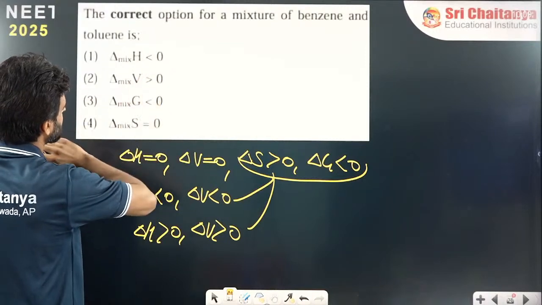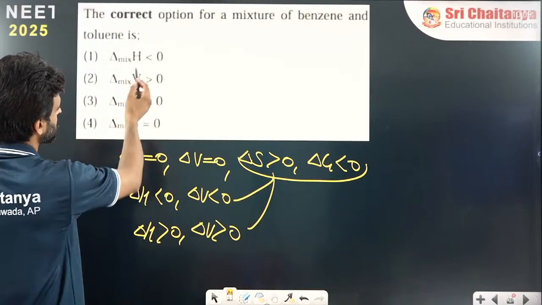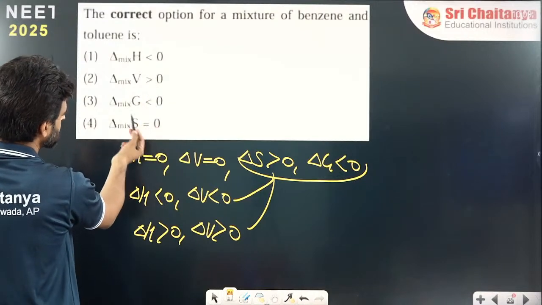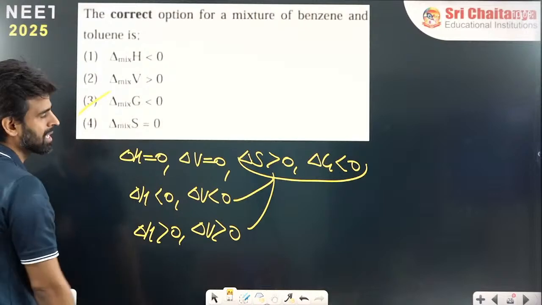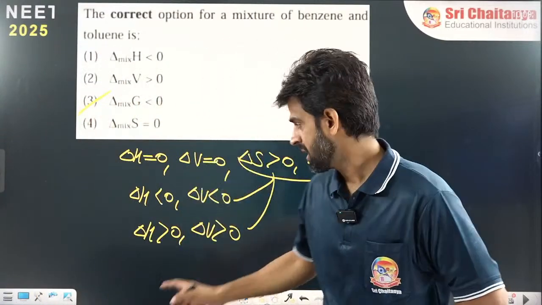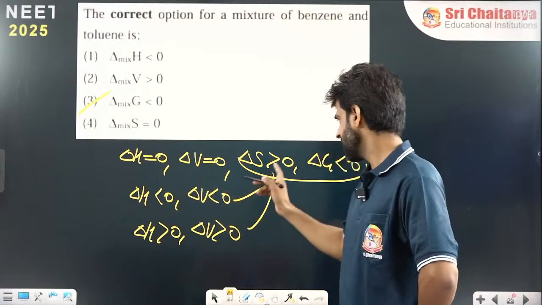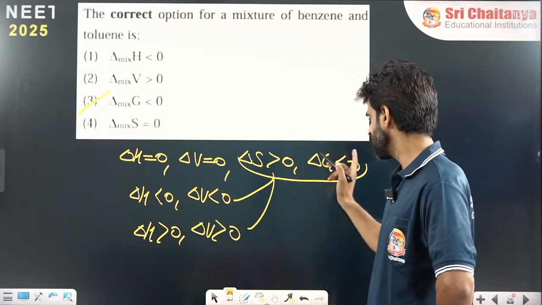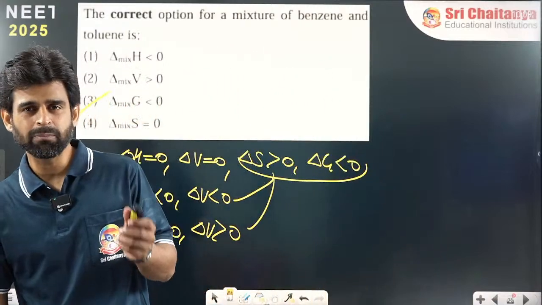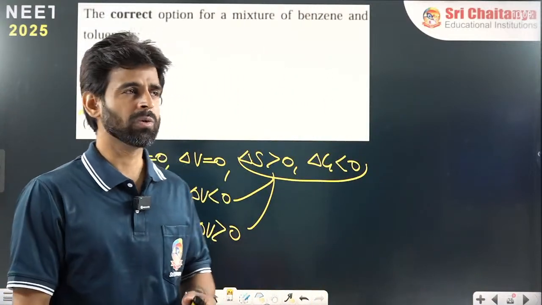And if they make an ideal solution, then definitely this should be 0, this should be 0, this should be positive, so only one thing remaining, this should be negative. Only this is correct, right? So be careful. For every type of solution, delta S is more than 0 and delta G is less than 0, right? Entropy will increase and Gibbs free energy will decrease in all this type.